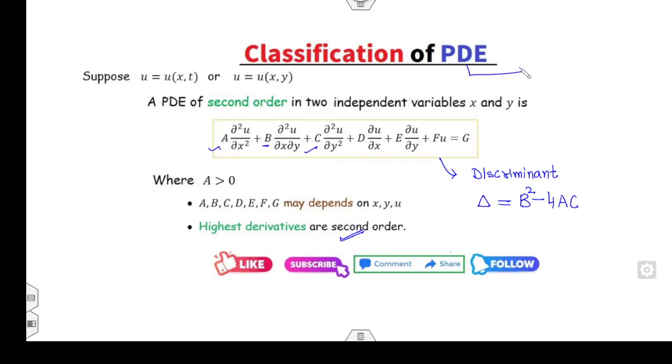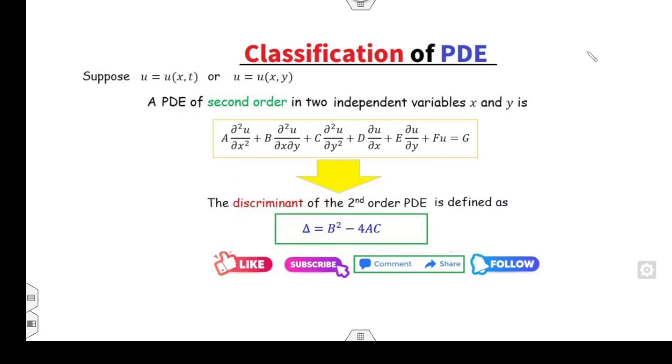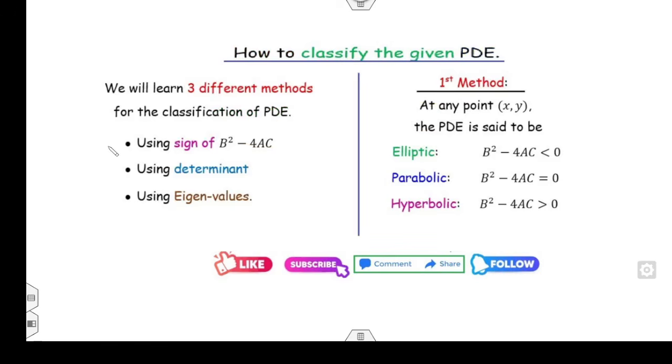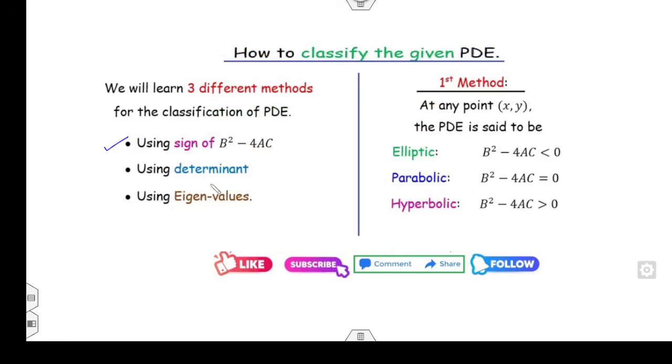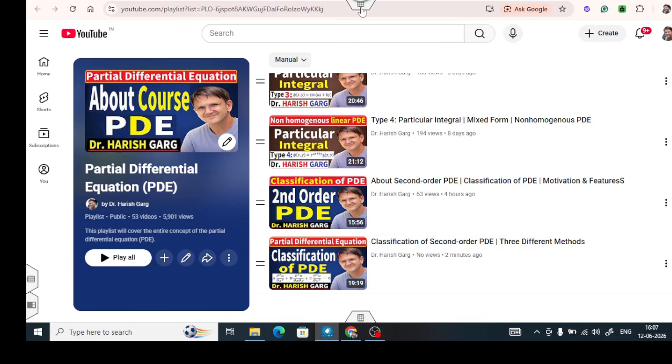I can classify the given partial differential equation by three different methods: using the sign of b square minus 4ac, that is the sign of the discriminant, by using the determinant method, and by using the eigenvalue method. The detailed concepts of these three methods I already explained in my last lecture, classification of the second order PDE, three different methods.